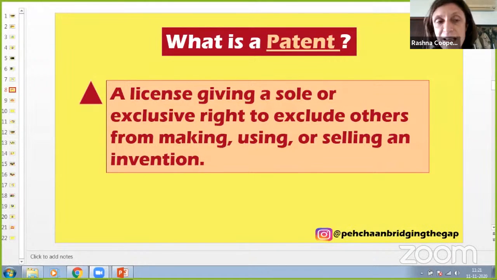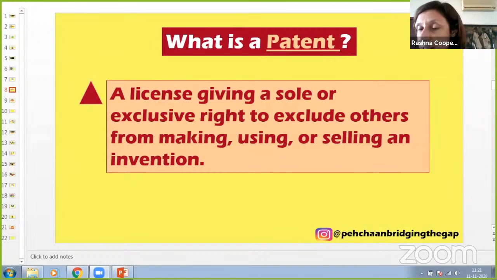Now let's understand the sentence very slowly. You know what a license is. Everyone has a license. You have a car driving license, correct? It's permission to do something, correct? Okay. Giving sole means only that person. If I say Altaf is the sole person who's allowed to read, means he's the only person who's allowed to read. Got it? Sole. A license giving only one person or one company an exclusive right to exclude others, keep away others from making, using, or selling an invention.